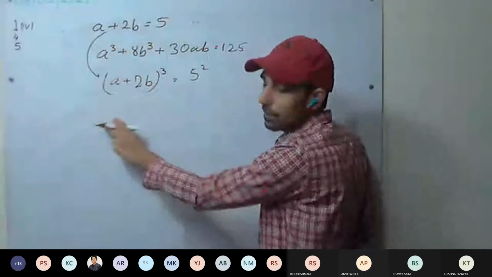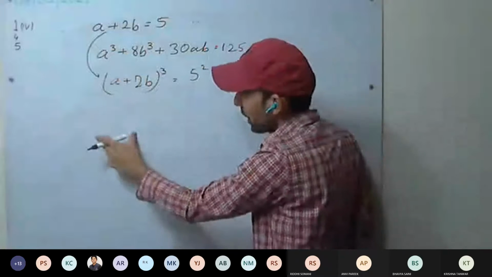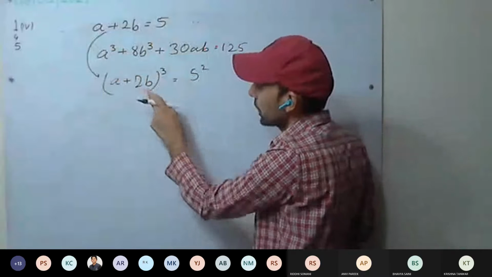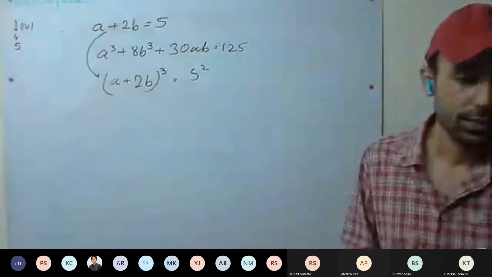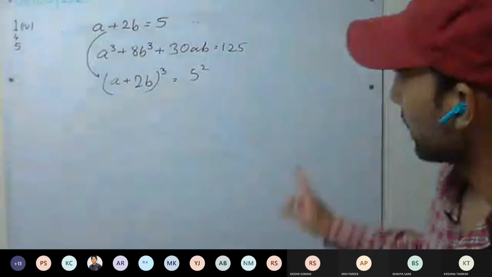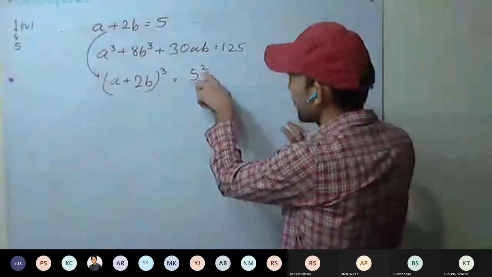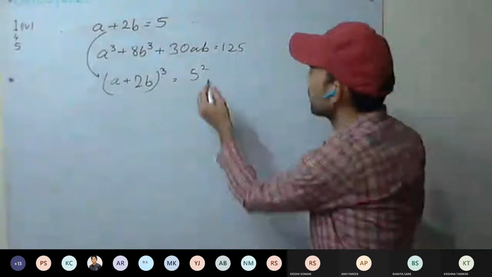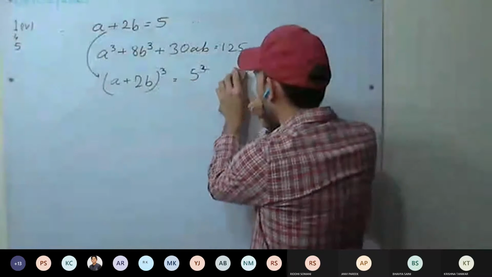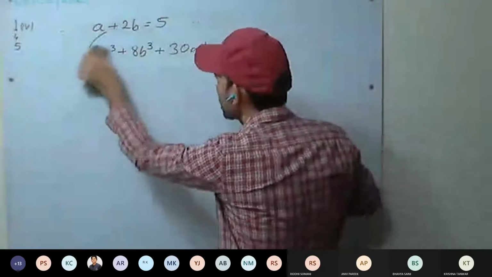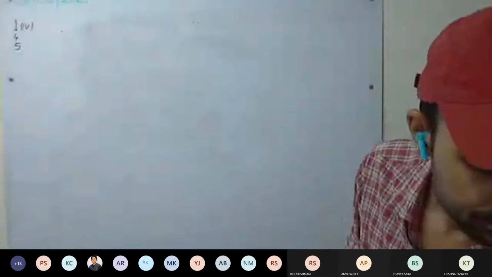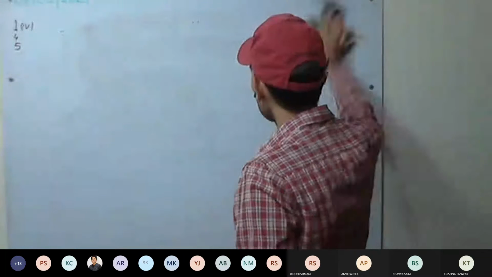Now it is the same as the fourth question. Expand this one, a plus 2b you get, put 5 there, and you get the answer. 3 into 2, 6, 6 into 5, 30 you get. Solve it yourself. If you don't get it, we'll discuss tomorrow. Okay, this is clear. 5 cube it is. Read the next one. Read the question. Try to do it.